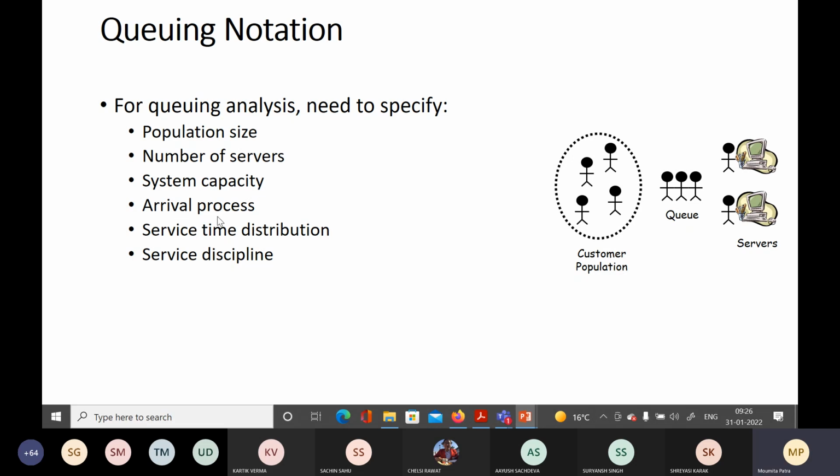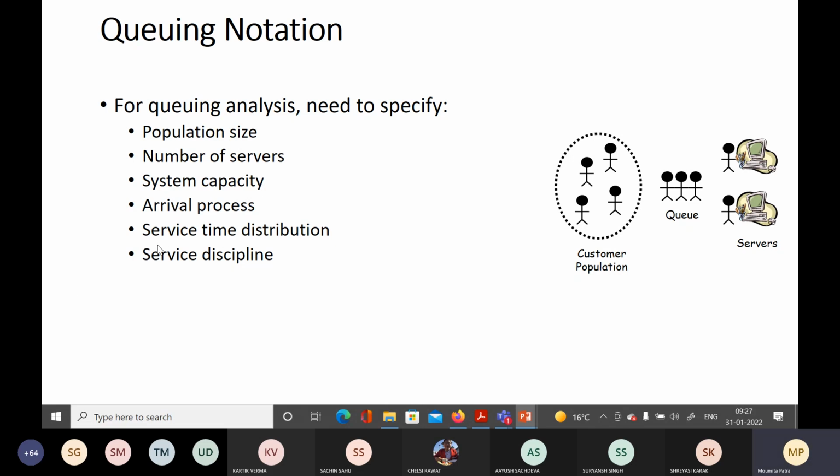Then the arrival process. That means the way in which the customers are actually arriving into the queue. And this way is not by walking or anything, please don't think like that. The arrival process basically means what is the distribution that this arrival is following, the arrival of the customers into the system.